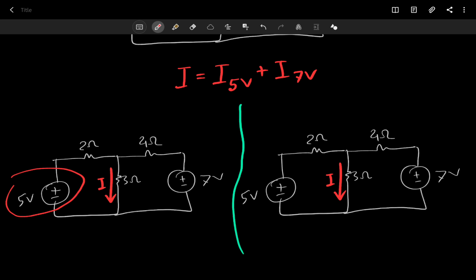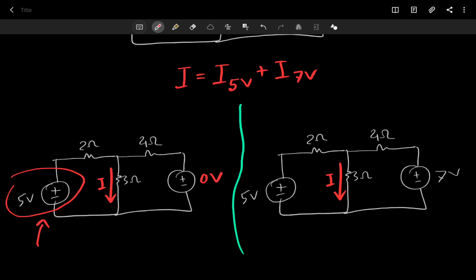So I turn their contribution to 0, or as we like to call it, we kill the other sources. We just keep the 5-volt voltage source alive and kill the other voltage sources and current sources. All other sources are killed. Okay, so I turn this into 0 volts. So the contribution from the 7-volt voltage source is gone.